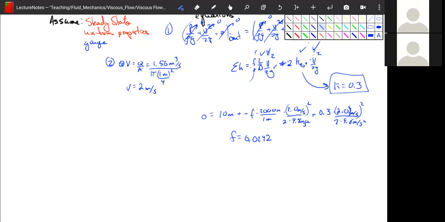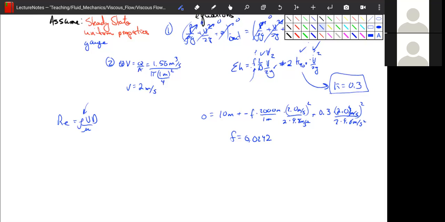equations and kind of use them in a different way. Normally we know our Reynolds number and we know our E over D, and then we solve for our F. Now we know our F and we know our Reynolds number. In fact, let's go calculate that now. Our Reynolds number is equal to rho VD over mu. We know everything in this.